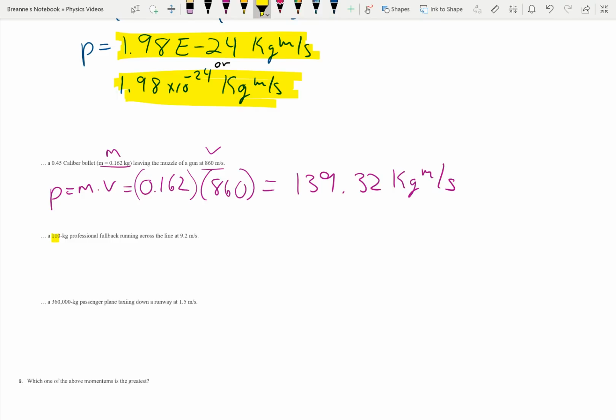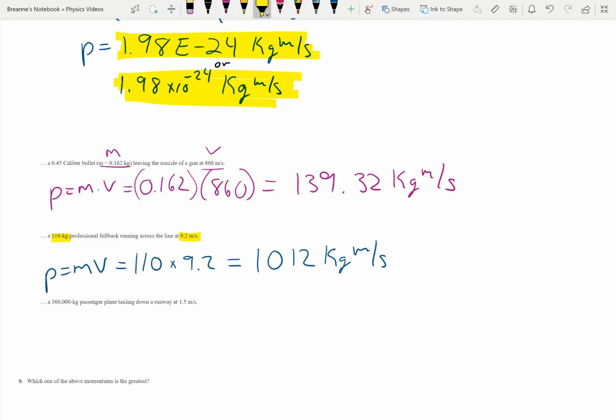Then we have a 110 kilogram professional fullback running the line at 9.2 meters per second. So again, your momentum is mass times velocity. Mass is 110 times 9.2. And you get 1,012 kilograms meters per second.